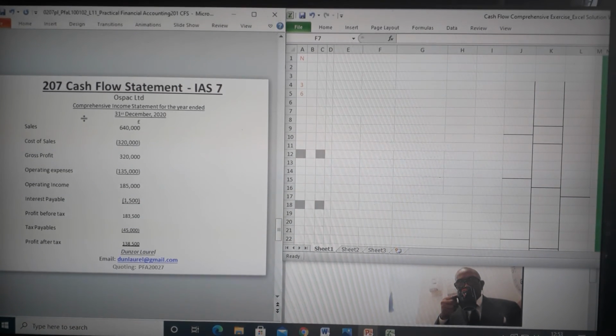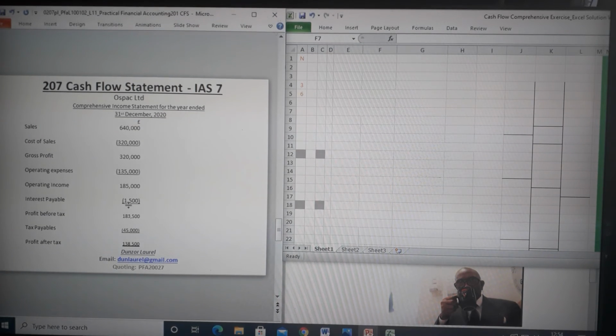And when you are doing a cash flow statement, you will be given other information to do with income and revenue items. Sometimes it's given in a very decent format as we got it here, the comprehensive income statement, that's the profit and loss account. All right, so we look at it. Sales is 640,000. Cost of sales 320,000, giving us a gross profit of 320,000. That's 50% of turnover. Operating expenses 135,000, giving us operating income of 185,000.